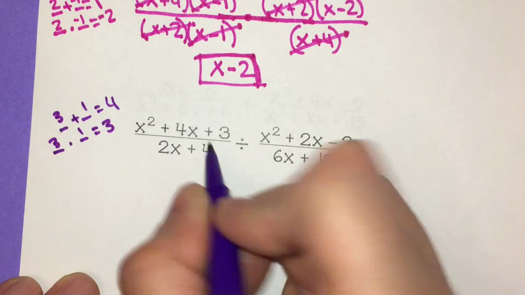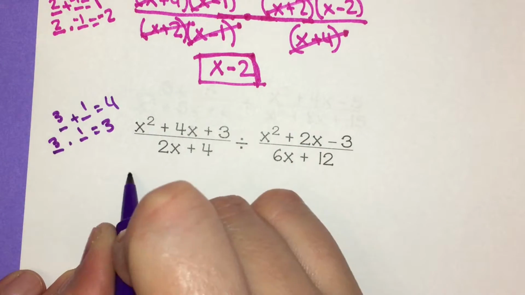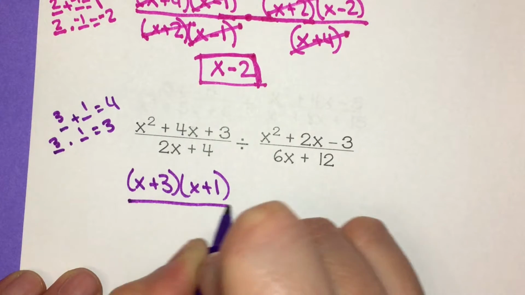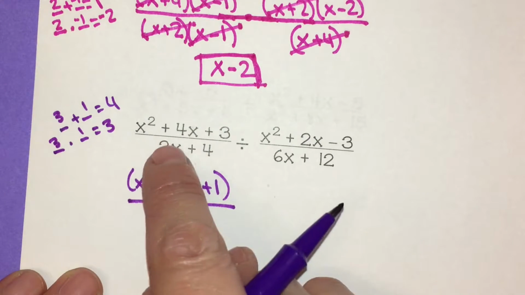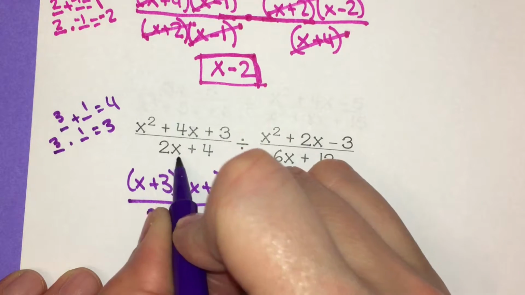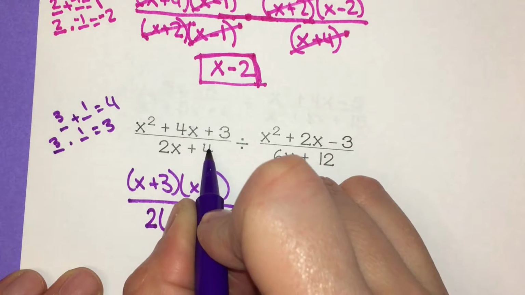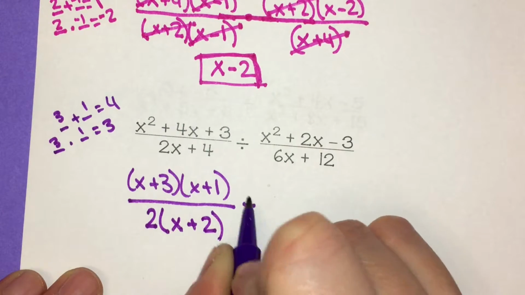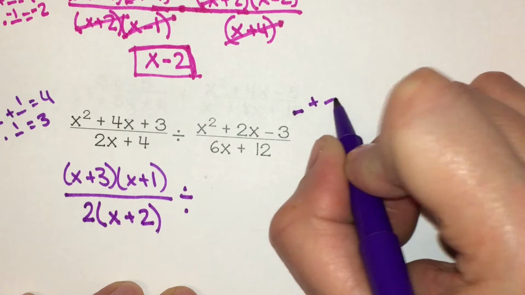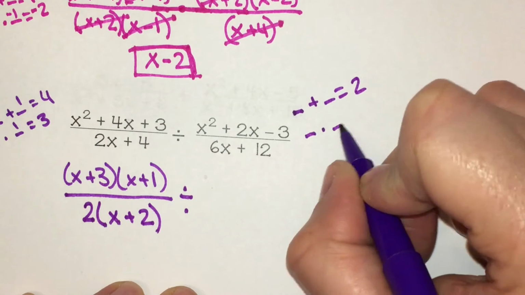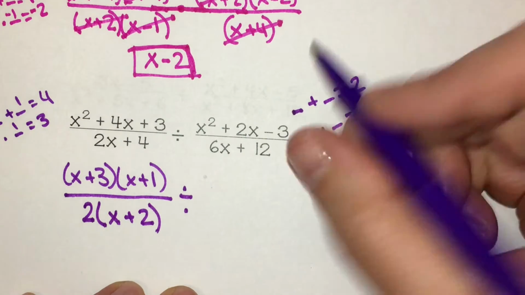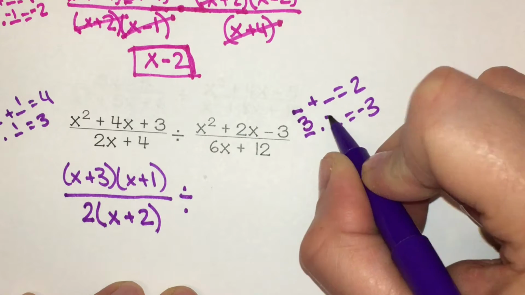So this top quadratic is x plus 3 times x plus 1 over, on bottom I can see I can just factor out 2 because you can divide 2x and 4 both by 2. If I divide 2x by 2, I'm left with x, plus 4 divided by 2 is 2, divided by, all right, let me factor this one. What adds together to equal 2, multiplies together to equal negative 3. That is 3 and negative 1.